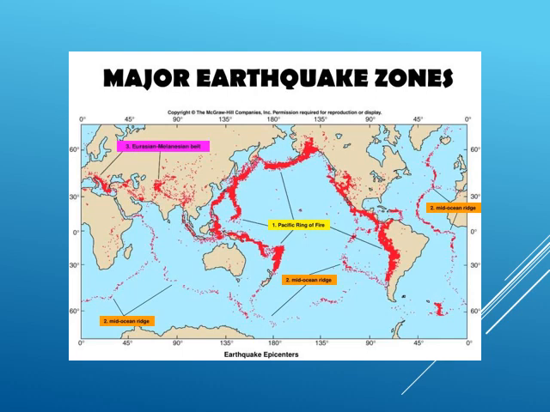The second is the Mid-World Mountain Belt. It stretches from Eastern Europe, covering the alpine and Himalayan ranges in Europe and Asia, as you can see in the map. About 20% of all earthquakes occur in this zone.